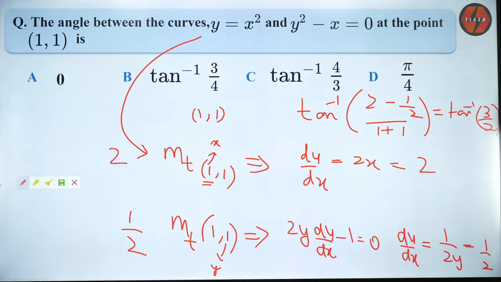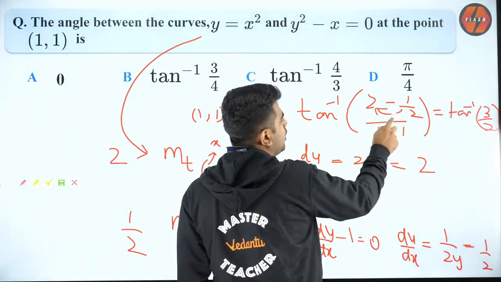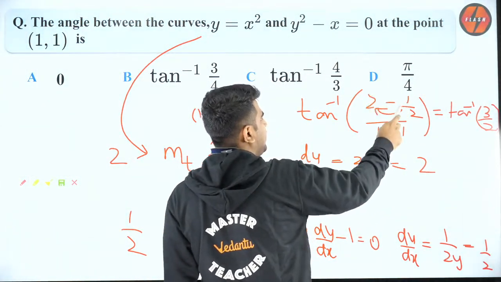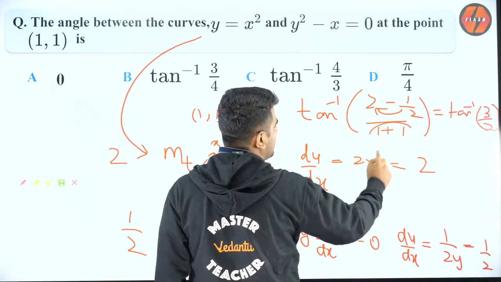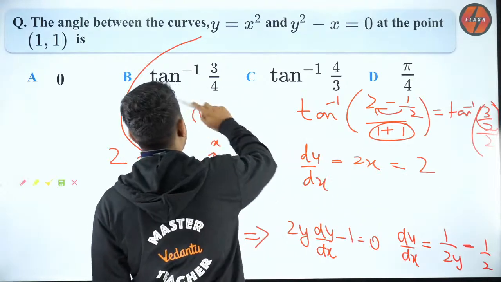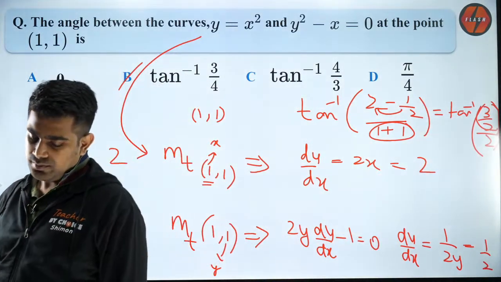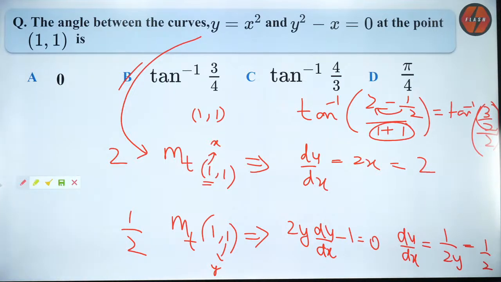3 by 2 or 3 by 4? 3 by 4. Yes, yes, yes. You guys are right. Because when you take LCM, you'll get 2 into 2 minus 1, which is 3 by 2. And you also have a by 2, so it will be having a by 2 there. So that is why you get tan inverse of 3 by 4. Got it? It is 3 by 4.